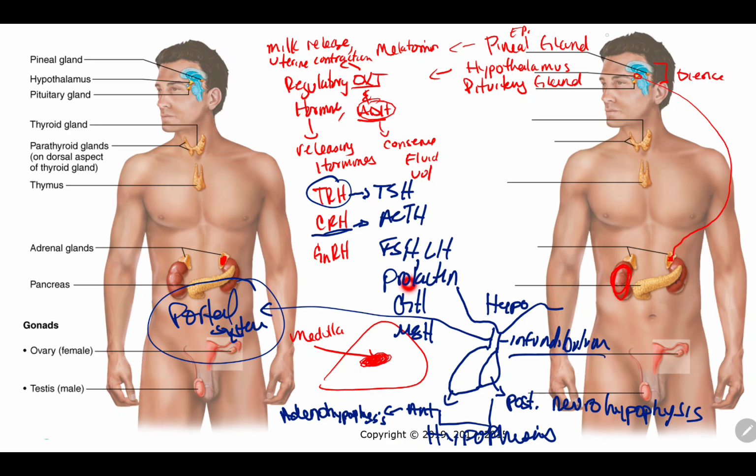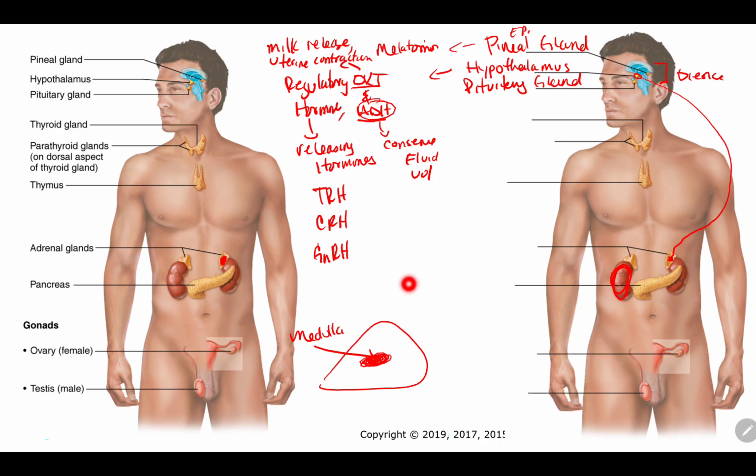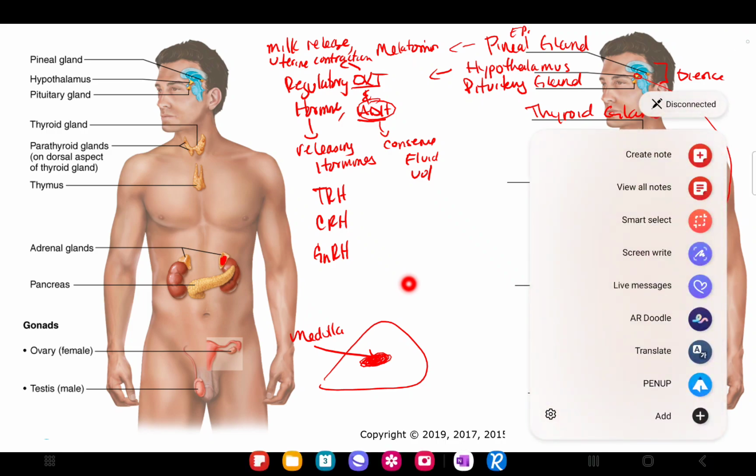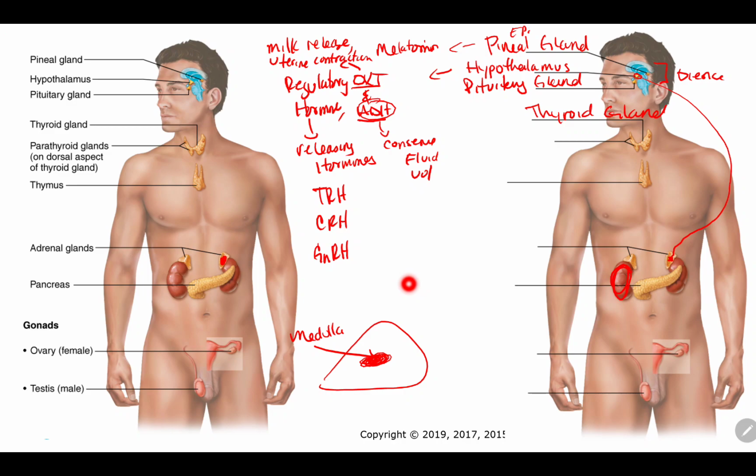So as we continue to label, let me take that away, right? So we go a little bit more inferior in the body, and so we also have this thyroid gland, right? The thyroid gland will produce hormones, the T3, T4, right? These are those thyroid hormones, and they're going to help with oxygen consumption, ATP release, and overall metabolism, basically.